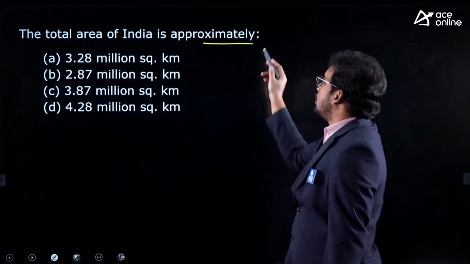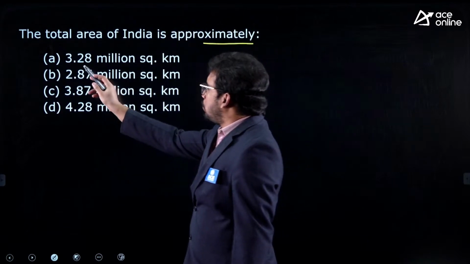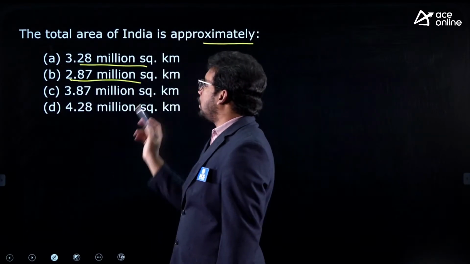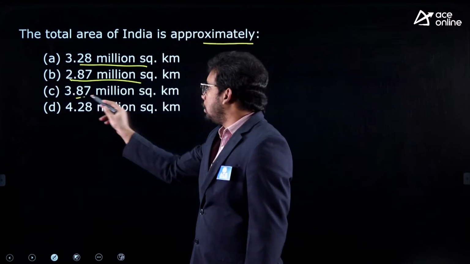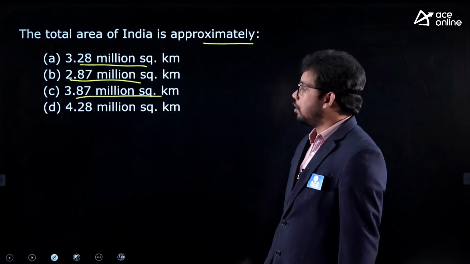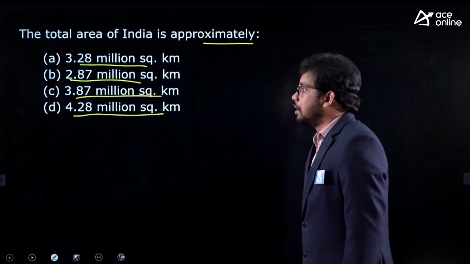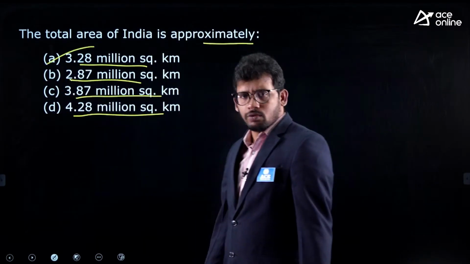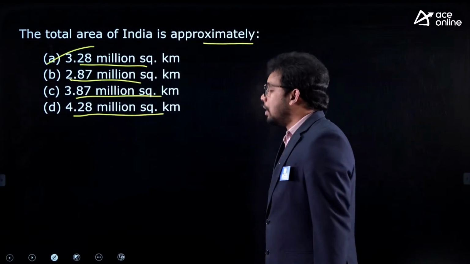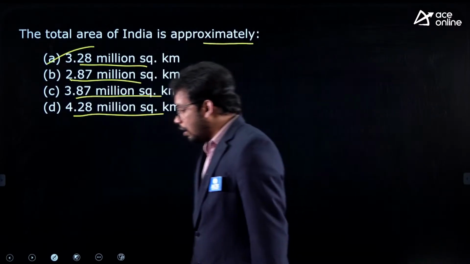Next question: the total area of India is approximately, in terms of million square kilometers, 3.28 million square kilometer, 2.87 million square kilometer, 3.87 million square kilometer, and 4.28 million square kilometer. What is the area of India? Very factual again, so there is no concept as such to explain. 3.28 million square kilometers is the total area of India.